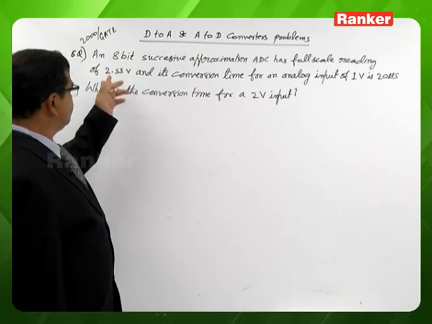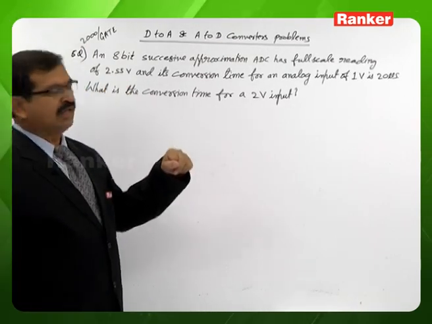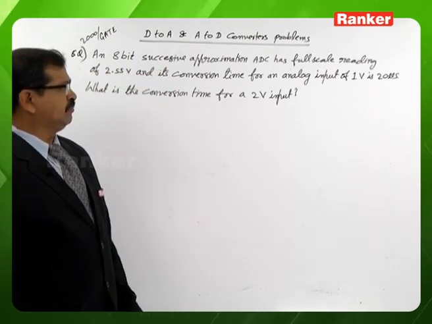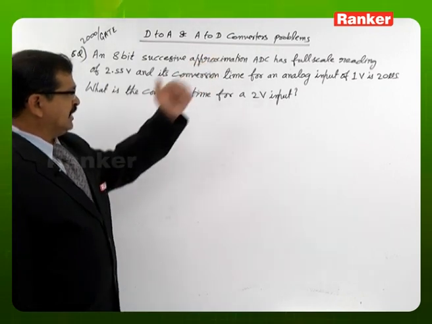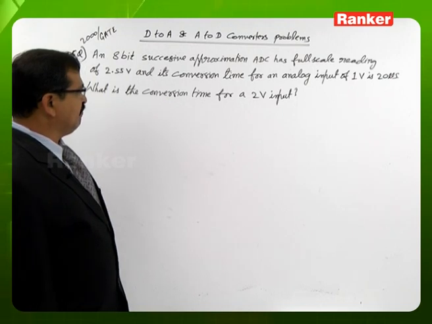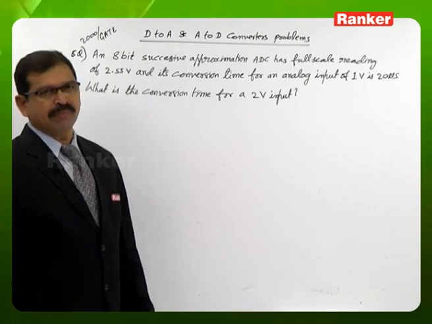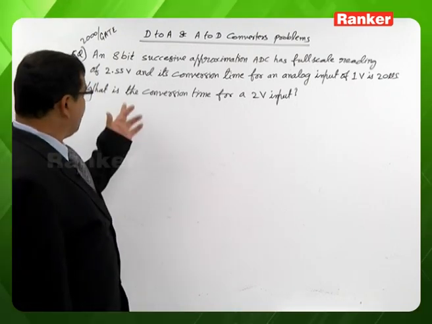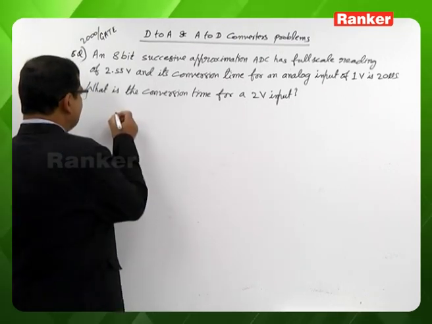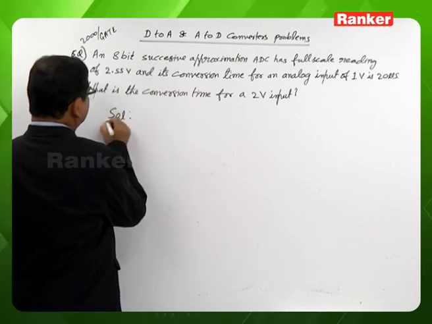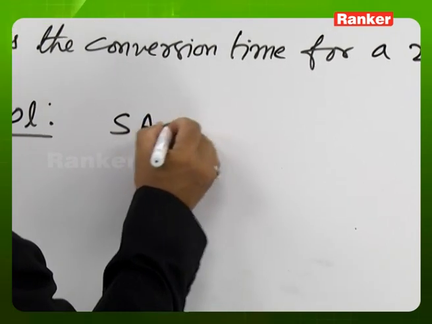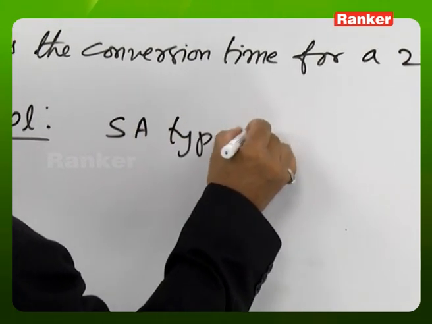Let us go to the next question. It is also related to the analog to digital converter. An 8-bit successive approximation analog to digital converter has a full scale reading of 2.55 volts and its conversion time for an input of 1 volt is 20 microseconds. What is the conversion time for a 2 volt input? So we are looking at a successive approximation type ADC.